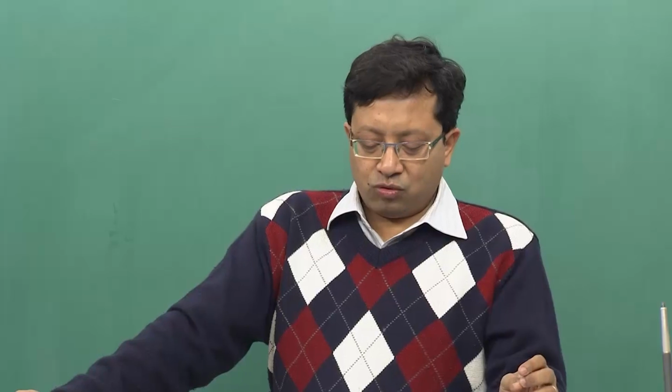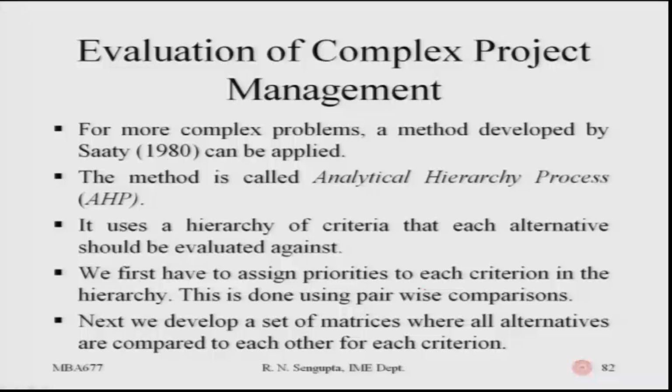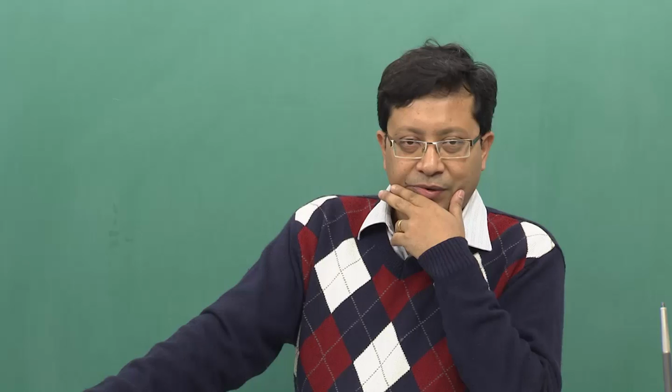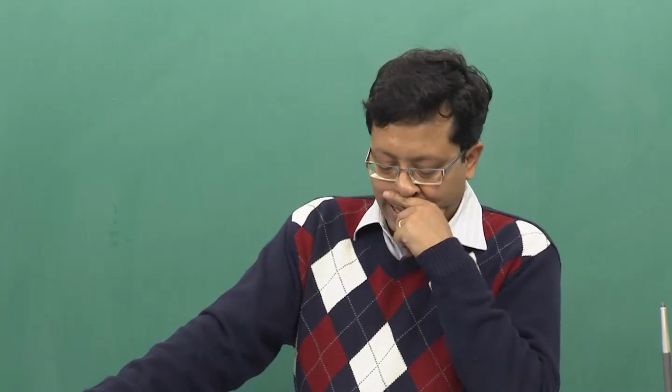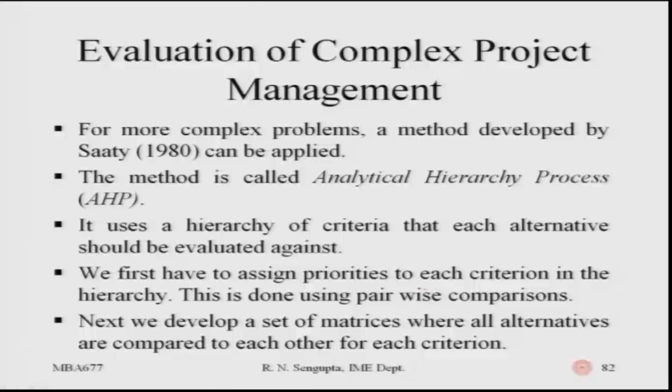In AHP, it uses a hierarchy of criteria that each alternative should be evaluated against. We first have to assign priorities to each criterion in the hierarchy. This is done using pairwise comparison. Next, we develop a set of matrices for the hierarchies, where all the alternatives are compared to each other for each criterion, and based on that, we take a decision.